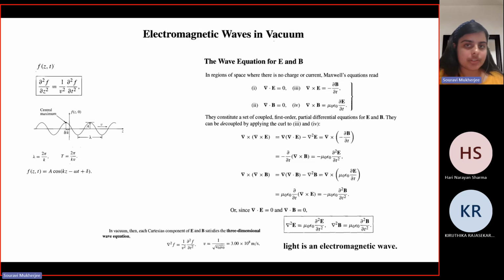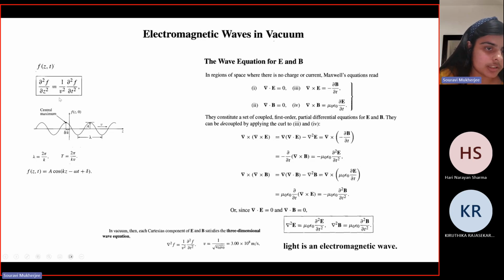So what are waves? Basically, a wave is some function of position and time, right? And it follows a relation which says that, if it is in 1D, you can write it as del square f by del z square equals 1 by v square times del square f by del t square, where v is the velocity of the wave. Okay, and this is the Helmholtz relation or the wave equation, which a wave satisfies.